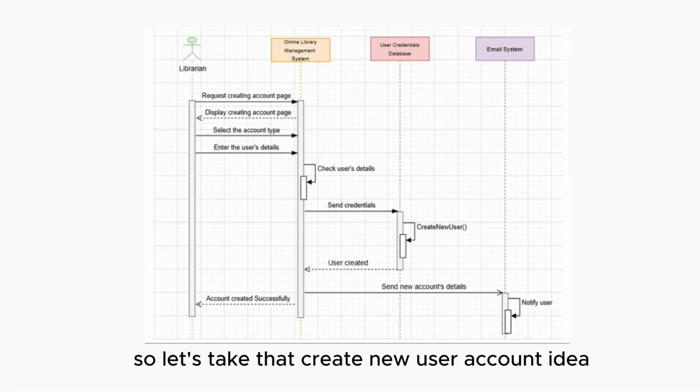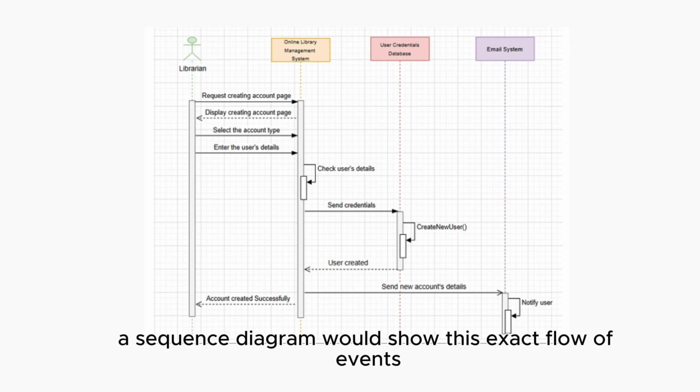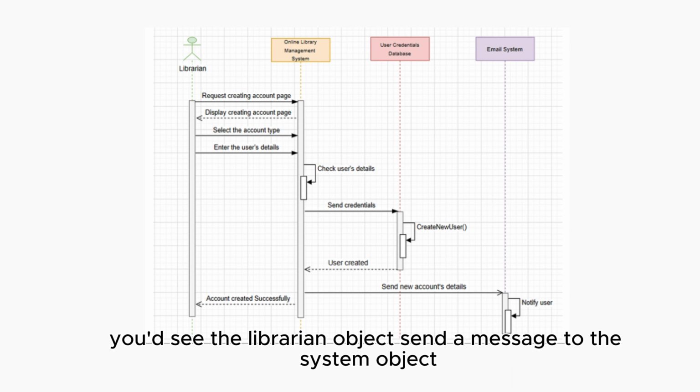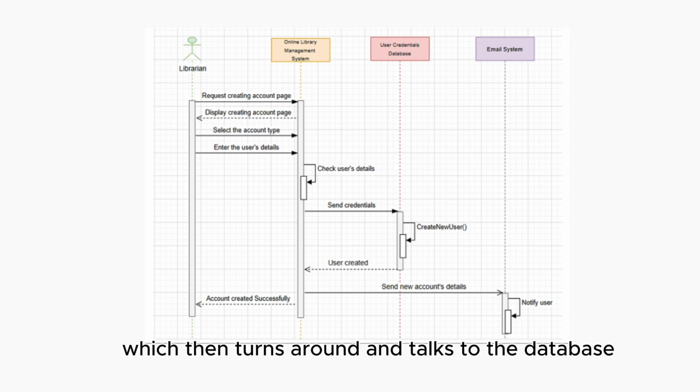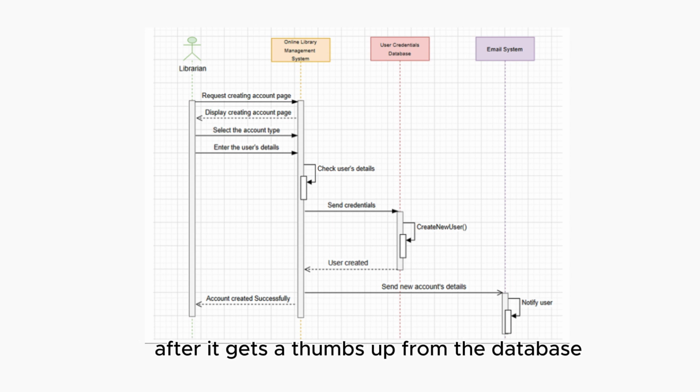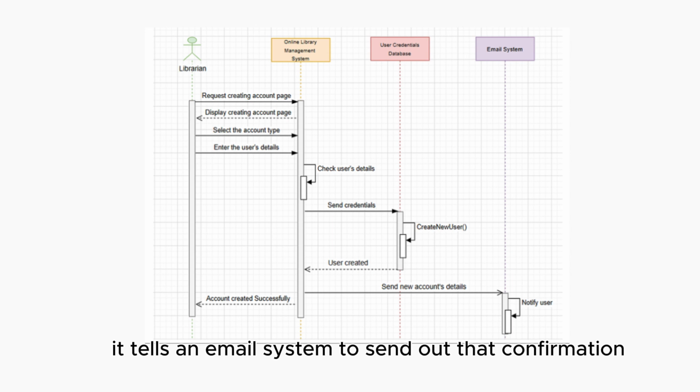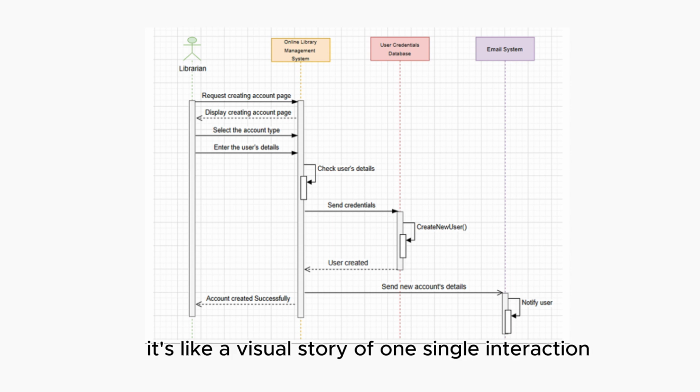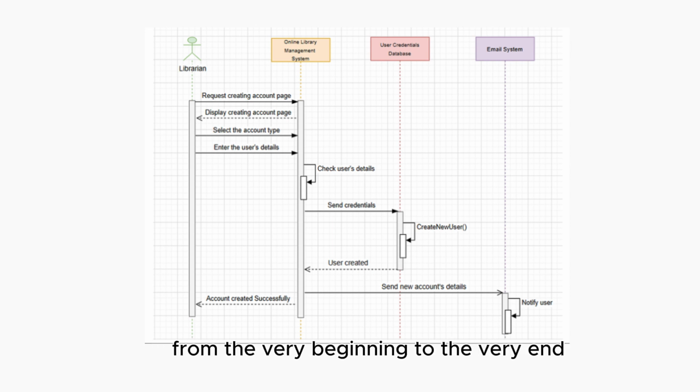So let's take that create new user account idea. A sequence diagram would show this exact flow of events. You'd see the librarian object send a message to the system object, which then turns around and talks to the database. After it gets a thumbs up from the database, the system creates the account, and then for the final step, it tells an email system to send out that confirmation. It's like a visual story of one single interaction, from the very beginning to the very end.